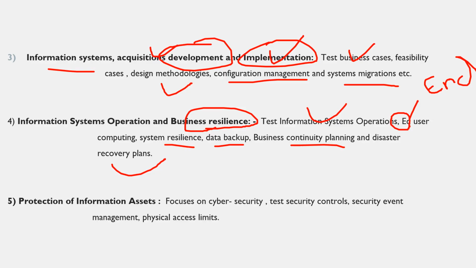And business resilience is actually BCP DR, business continuity planning and disaster recovery. Very simple. Like we have in ISO, we have BCP DR, and similarly for CISA we have information system operations and business resilience.